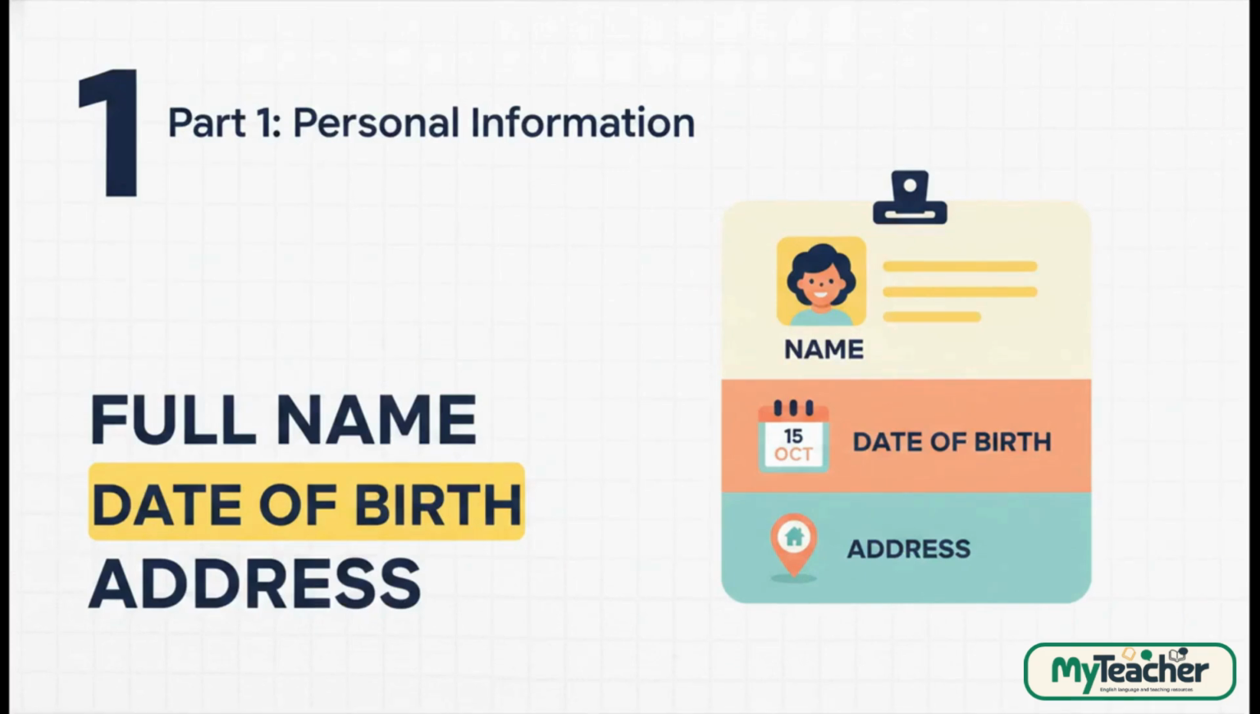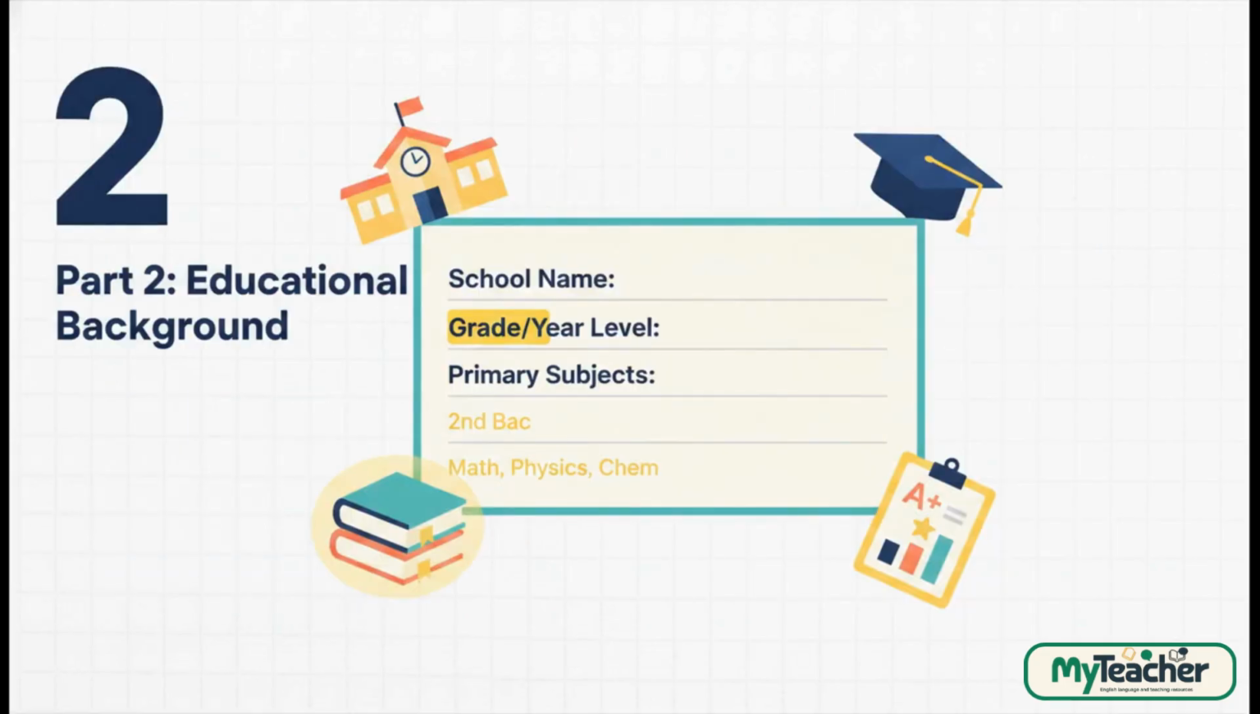All right, starting with Part 1. Imagine a student named Sarah Alami. This very first section is all about you, your personal information. This is where you write your full name, your date of birth, and how people can contact you, like your home address. Super easy, right? Moving right along to Part 2, we have your educational background.